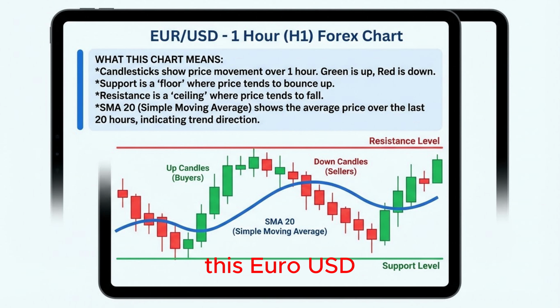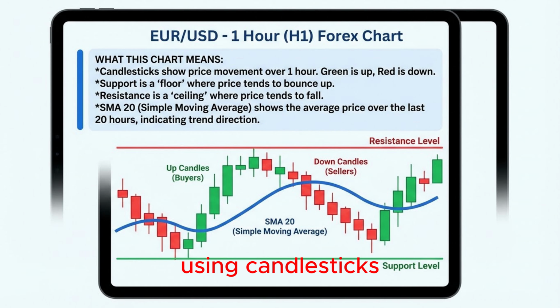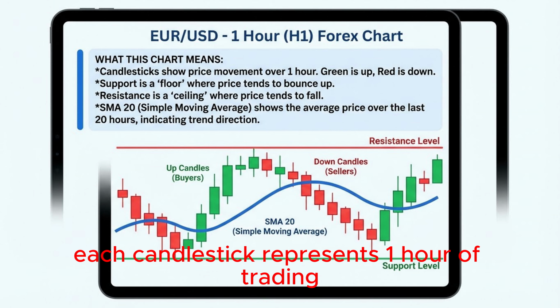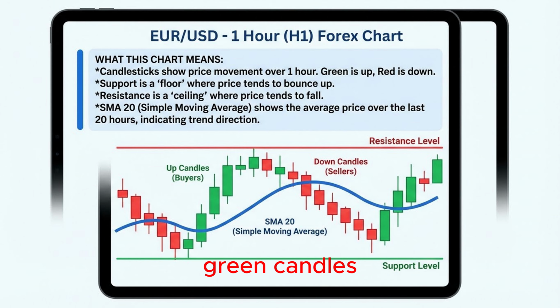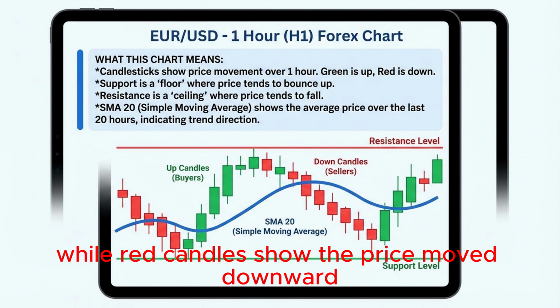This Euro USD 1-hour Forex chart shows how price moves over time using candlesticks. Each candlestick represents 1 hour of trading. Green candles indicate the price moved upward during that hour, while red candles show the price moved downward.